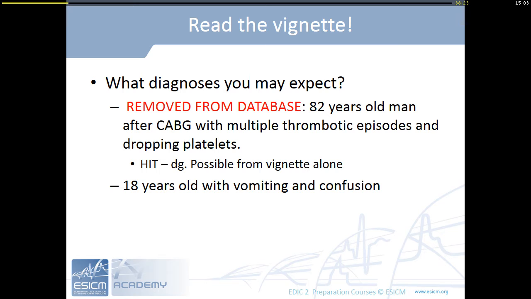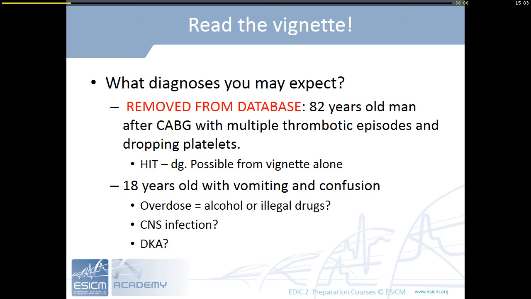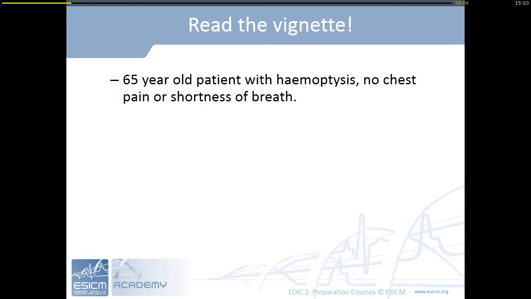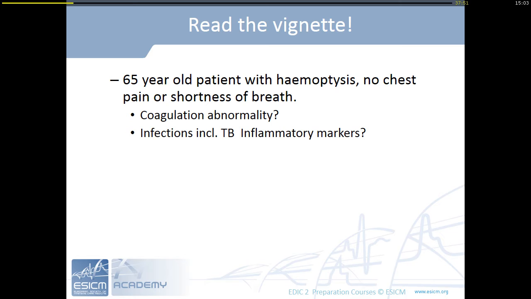But if you have an 18-year-old with vomiting and confusion, right? Just stop for 5 seconds and think what it could be. Well, overdose, common things are common. Can she have a central nervous system infection? Is it DKA? Is it something else? Okay. This one, 65 with hemoptysis, no chest pain or shortness of breath. So what are we looking for with hemoptysis? Is there a coagulation abnormality? Can he have TB? So what are his inflammatory markers? Could it be a lung tumor?